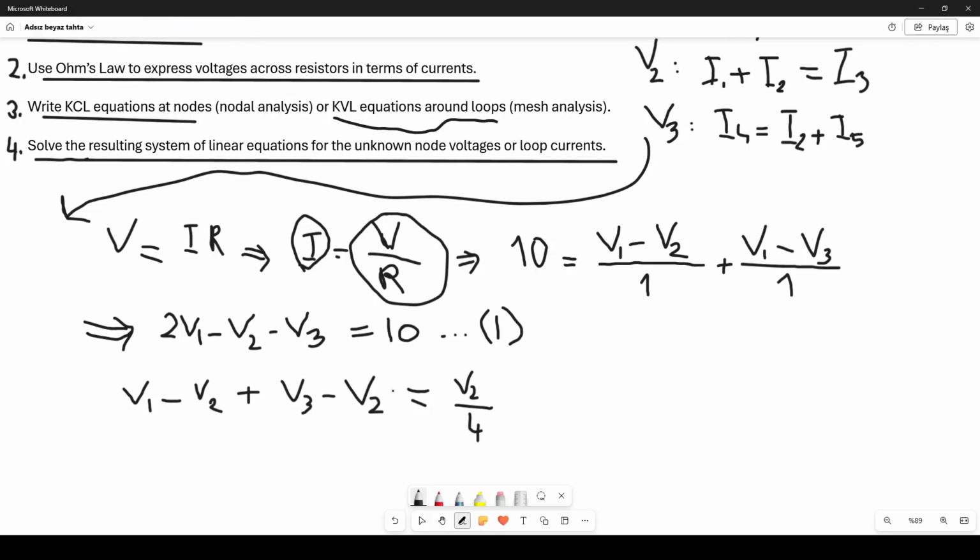And multiplying by 4, so what we have here, and then putting the same unknown variables in the same place, we have a new equation, right? So we have 4V1 minus 9V2 and plus 4V3 is equal to 0, right? And this is the second equation.